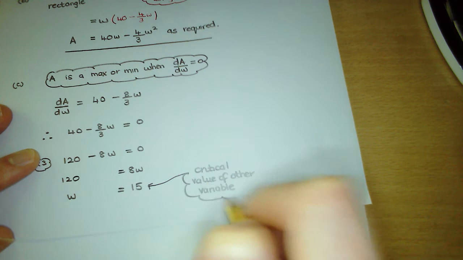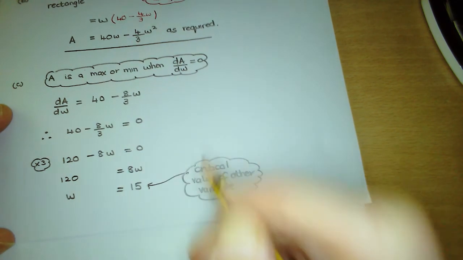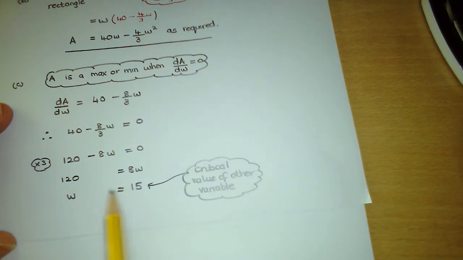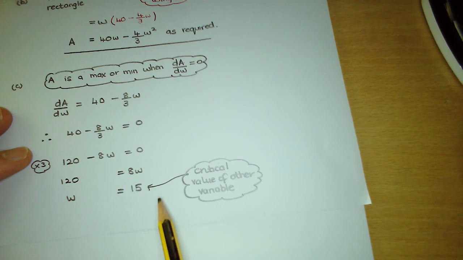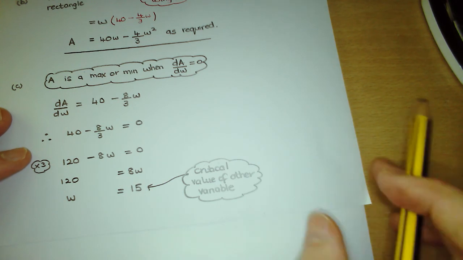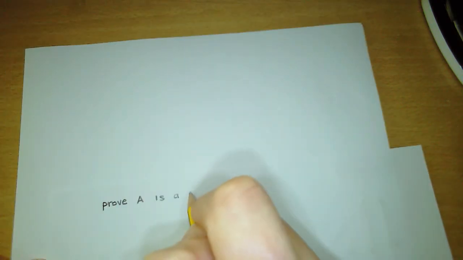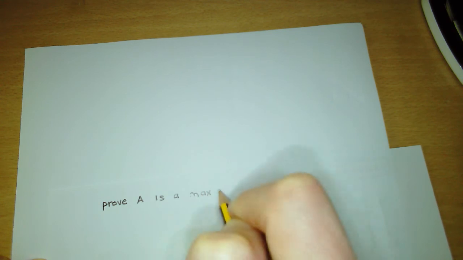We now have to prove that A is a maximum. So we're going to work out the second derivative, and we're going to sub this value of W into it, and hopefully that will show that the second derivative is less than 0. So therefore the subject variable would be a maximum. So let's see. So prove that A is a maximum or minimum.